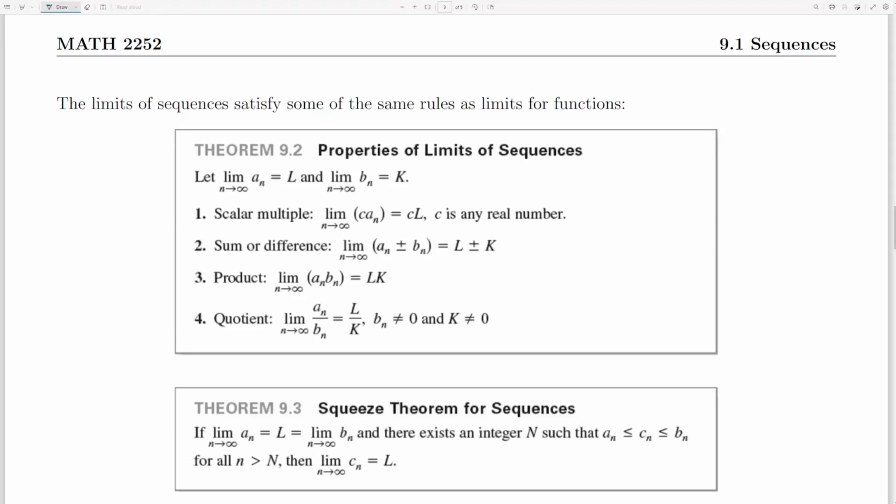The limits of sequences satisfy some of the same rules as limits for functions. A summary of these can be found in Theorem 9.2, Properties of Limits of Sequences. The first condition is that the limit of the sequence a sub n exists and is equal to L, and the limit of the sequence b sub n exists and is equal to K. Very important here is that the limits exist.